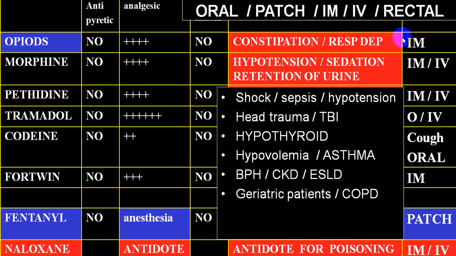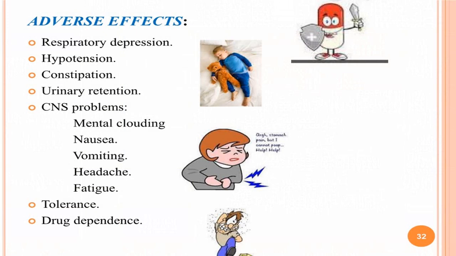Those are available in different preparations. We have already told you: oral, patch, intramuscular, IV, or in the form of a rectal suppository also. So the common side effects we already mentioned: respiratory depression, hypotension, constipation, urinary retention, sedation. A person can have mental clouding, nausea, vomiting, headache, fatigue. Slowly the person gets tolerance to that, and the person becomes drug dependent, with addiction. Very, very common side effects.